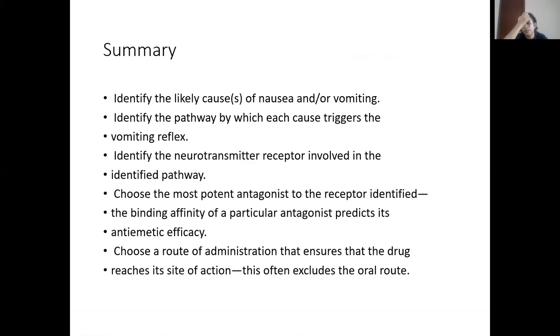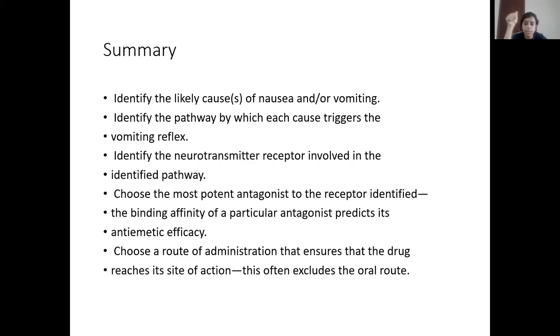These would be the key points that need to be taken from today's session. Understand the cause of vomiting. Understand the pathway, where it is going, where it is coming from. Understand the receptor. What are the key players involved in this play? Where to block and what to block? Choose the most potent anti-emetic. We know that for the same receptors, different anti-emetics are there. Sometimes one will be more potent than the other. So understand which one is the more potent antagonist and then give the appropriate antiemetic.